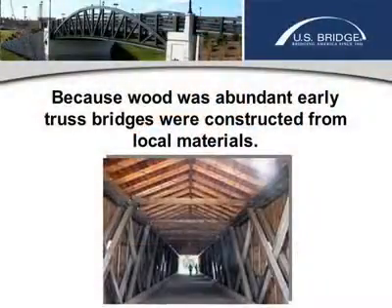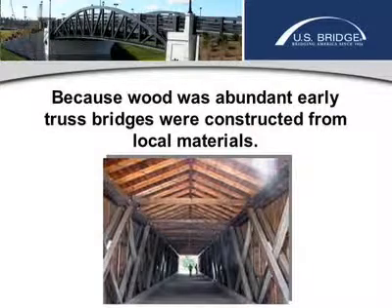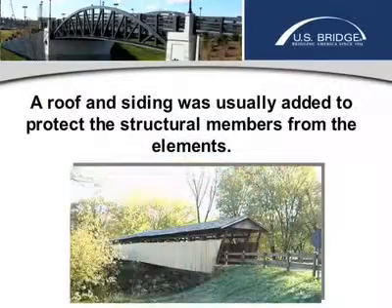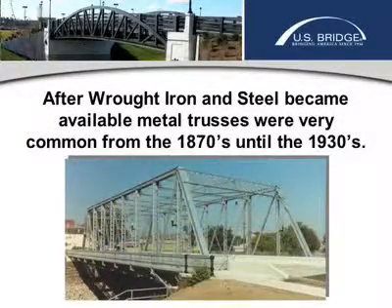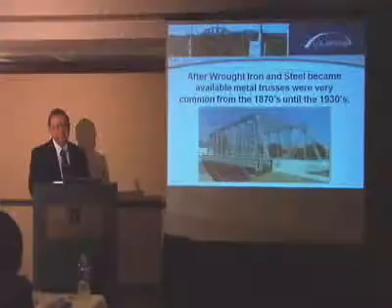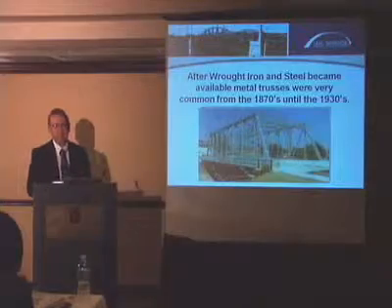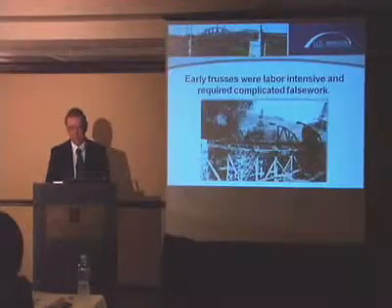The original trusses we used to see were the wooden covered bridges. That was simply because the wood was more abundant, and the local people constructed them on site. They added a roof and siding just to protect the wood structure from the elements. After wrought iron and steel became available, metal trusses were more common from about the 1870s through the 1930s. Before the 1870s, it was a mix between wood and wrought iron, really.